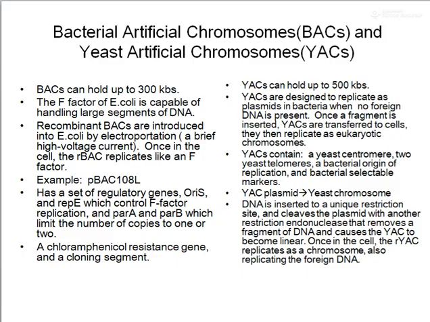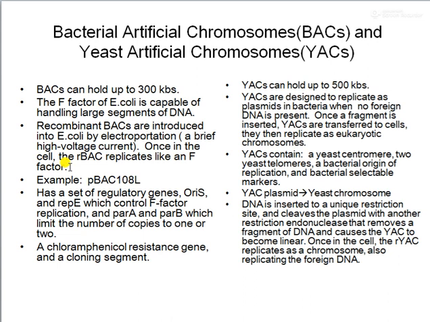Now next we're going to talk about the artificial chromosomes: the bacterial artificial chromosome and the yeast artificial chromosome. Bacterial artificial chromosomes are represented as BACs, and they can hold about 300 kb of DNA. We know that the F factor of E. coli is capable of handling large segments of DNA, and the recombinant BACs are introduced into E. coli by electroporation. Once in the cell, the recombinant BAC replicates like the F factor.